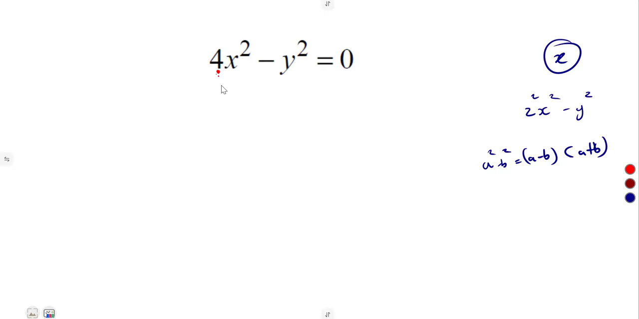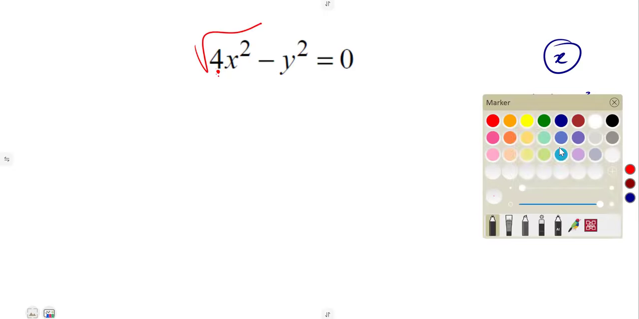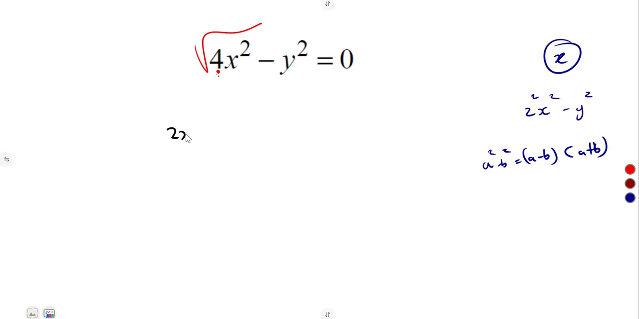So what is the square root of 4? Just need the square root of this part. That's 2x. So that's going to be 2x minus the square root of y squared, which is y. So one is going to subtract. Another bracket is going to add, 2x plus y, is equal to 0. A minus b, a plus b. One subtracts, another one adds, or the order does not matter. But what are we noticing right now? We are back to the zero product.